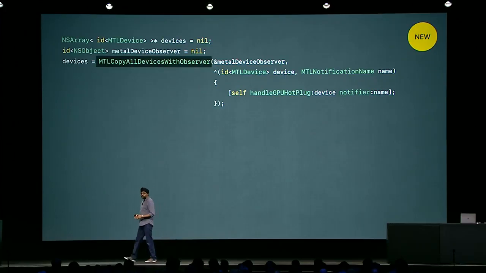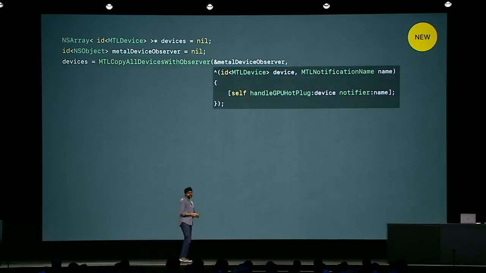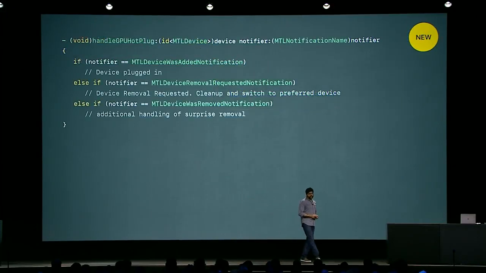So you'll want to use the new Copy All Devices with Observer API that we've introduced with Metal 2. This will let you register a handler for these new device change notifications. In this case, we're simply invoking a function called handle GPU hot plug. So let's take a look at it. It's really straightforward. All you have to do is check for and directly respond to each notification.